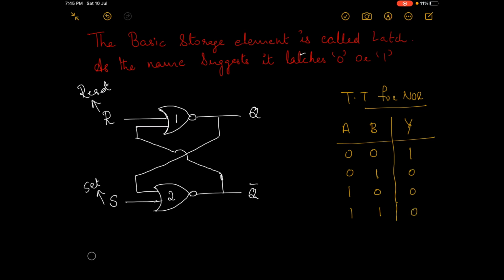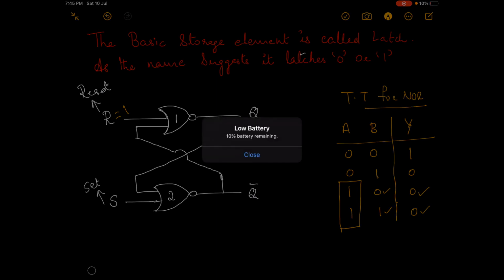So in the first case, I am going to give the input value for R as 1. When I give the input value R as 1, you can see in the truth table, when the input value is 1, whatever be the other input, in one case it is 0, the other case it is 1, the output you are getting is 0.